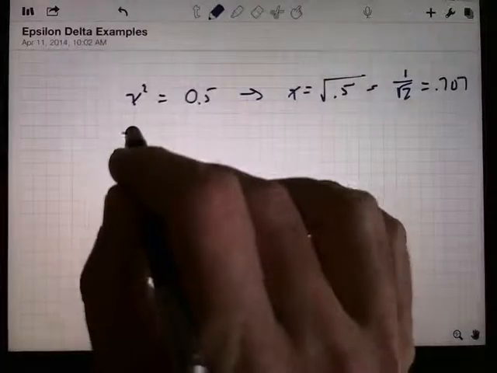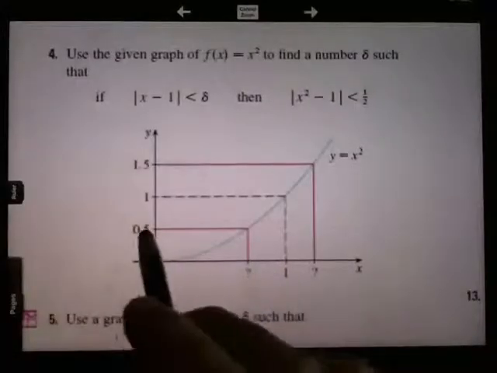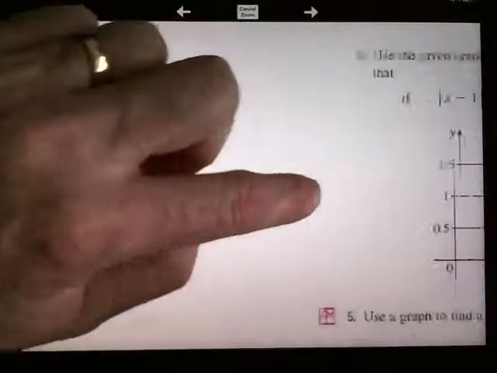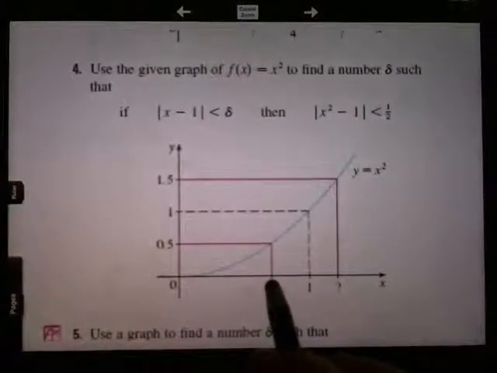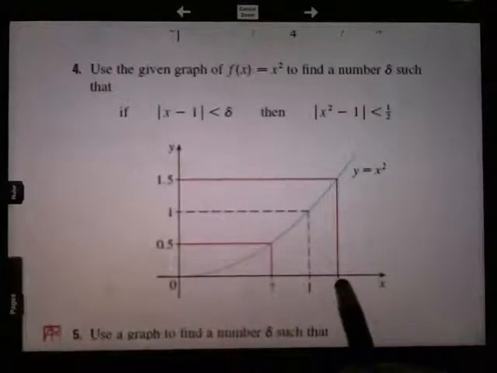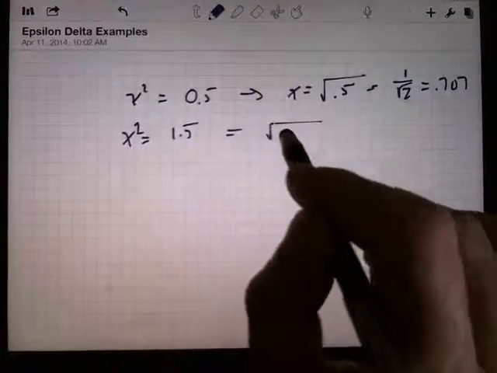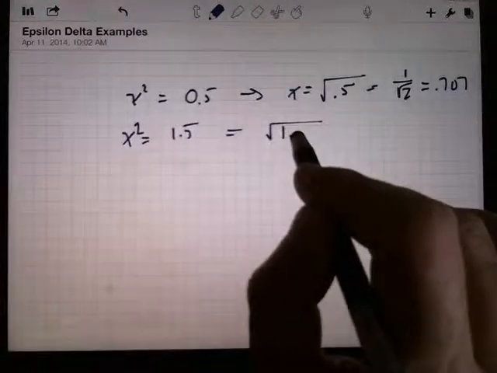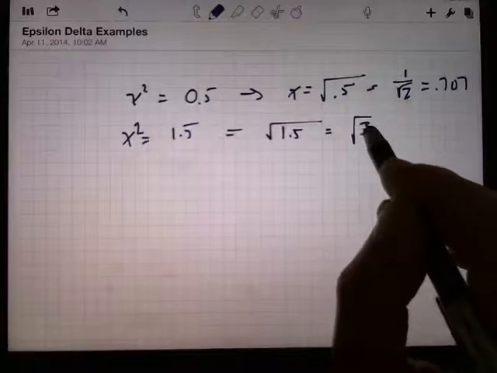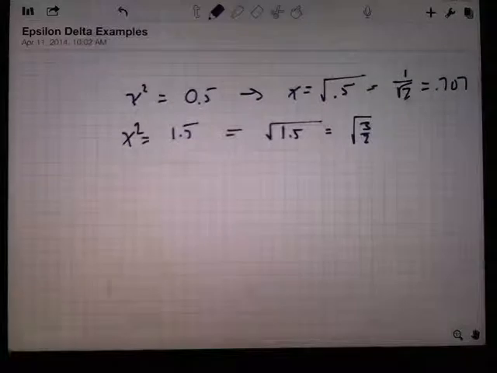Likewise, I wanted to know when x squared is equal to 1.5. Right? I'm going to scoot back over here. So I just calculated this point was 0.707. This point right here is 0.707, and now I've got the y value of 1.5. I'm going to see what x value that corresponds to. So that's this calculation here, and x is the square root of 1.5, which is the square root of 3 halves, which is equal to something.